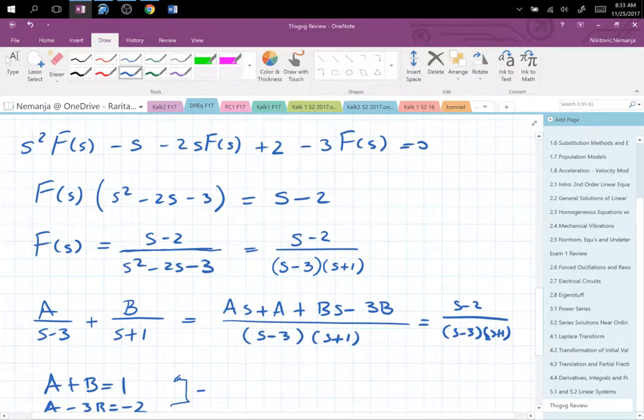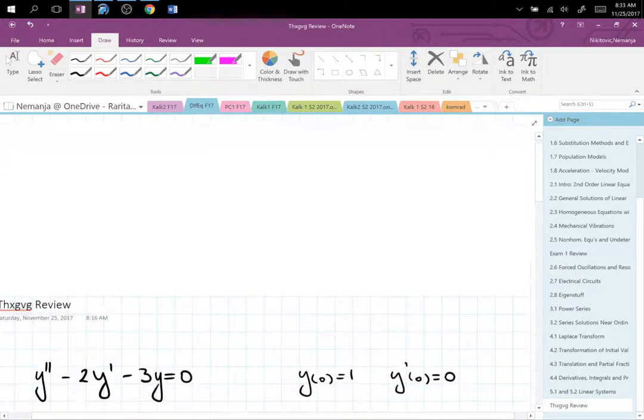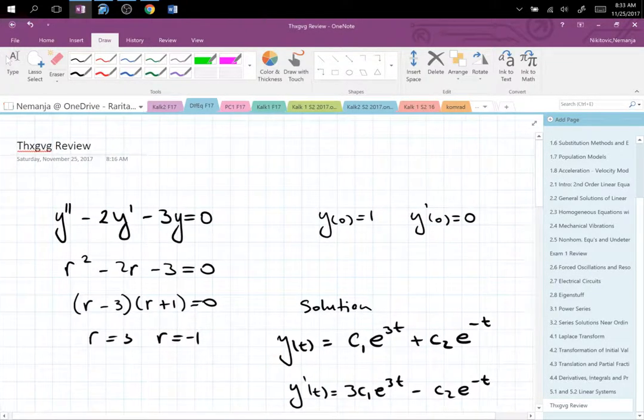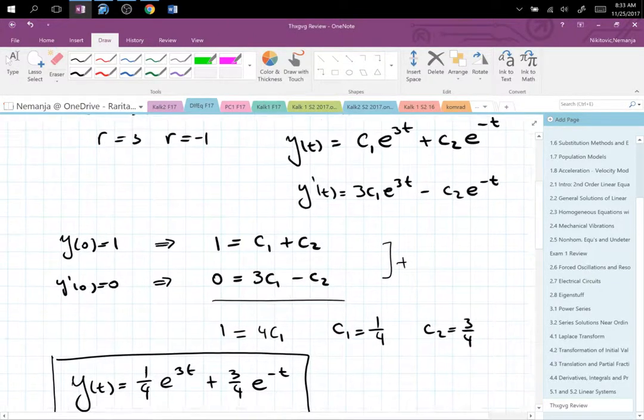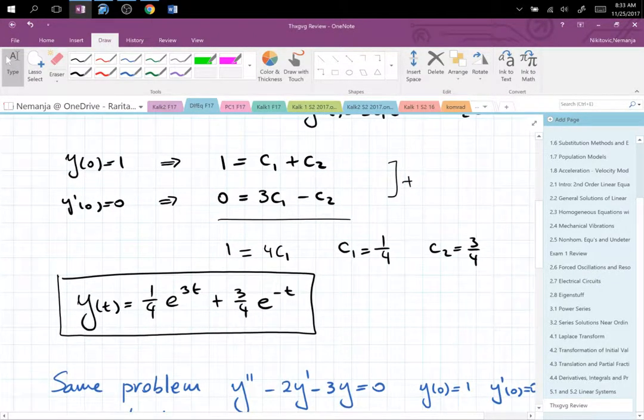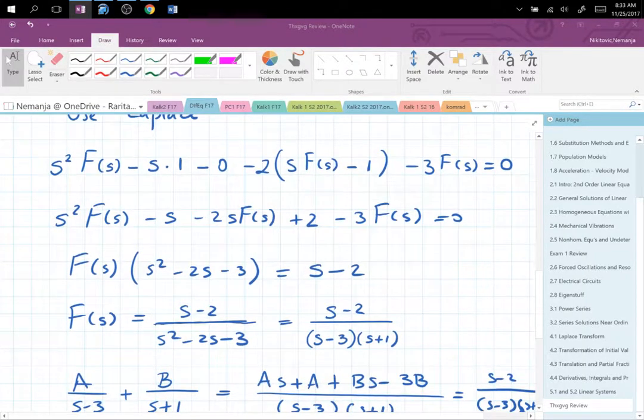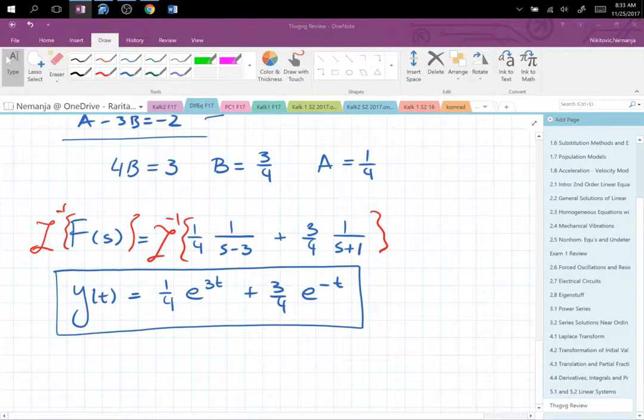So we started by first using the good old method from chapter 2, where we did the characteristic equation and then used the initial condition to come up with a solution. And here it is: 1/4 e to the 3t plus 3/4 e to the negative t. And then we did the same thing using Laplace, and we have the same solution.